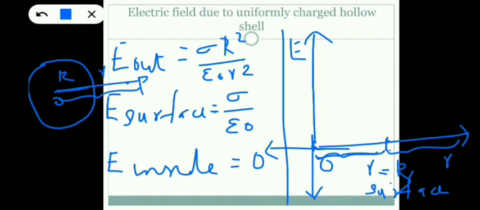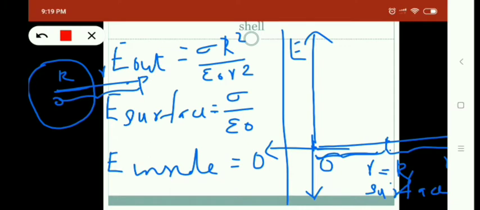And you know, inside the shell, what is the electric field? It is 0. Let me use another color to represent the graph. So inside the shell, electric field intensity is 0. So this portion indicates the inner region of the shell. Okay. Next, on the surface, what is the expression? On the surface, electric field intensity is constant. So let this be the electric field intensity on the surface. Okay.